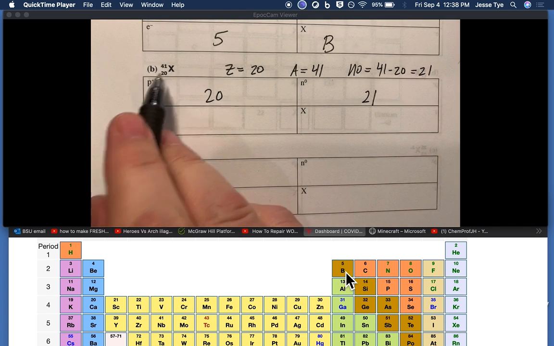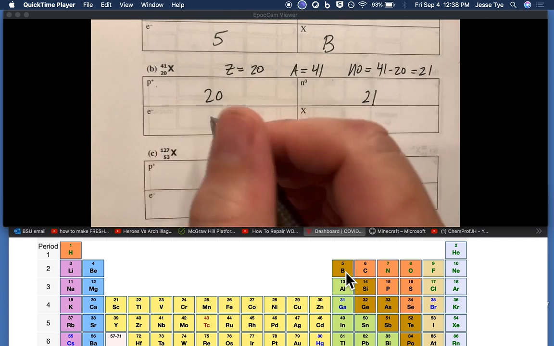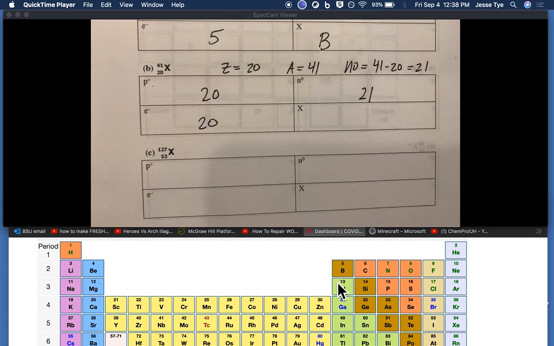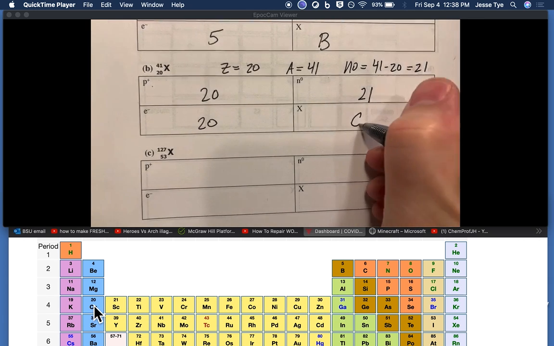Again, there's no charge indicated. That means the charge is 0. So the protons and electrons must be the same. And then finally, we can go down to the periodic table. Atomic number of 20 would make this one be calcium.